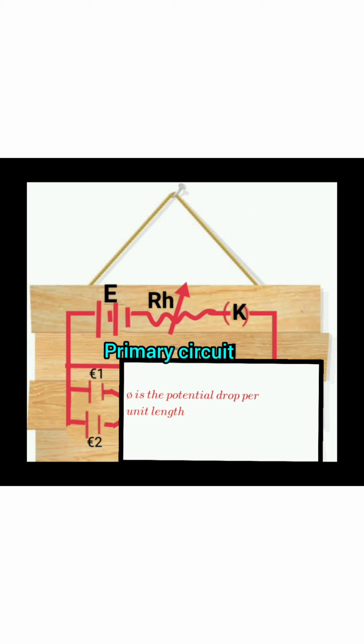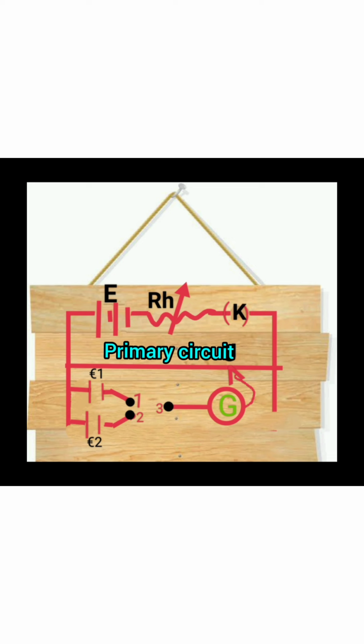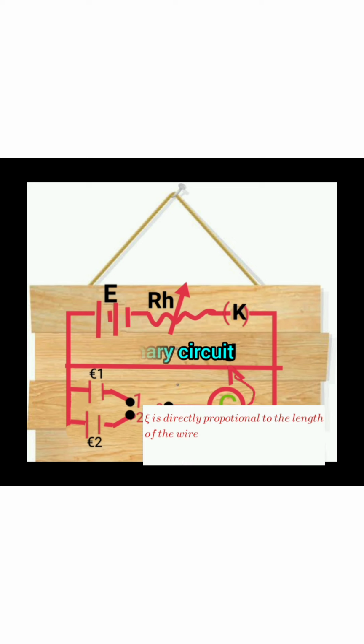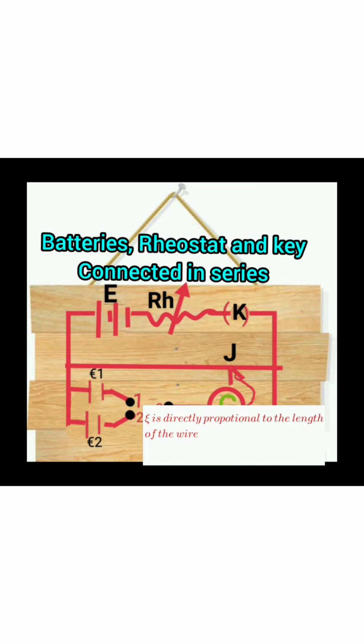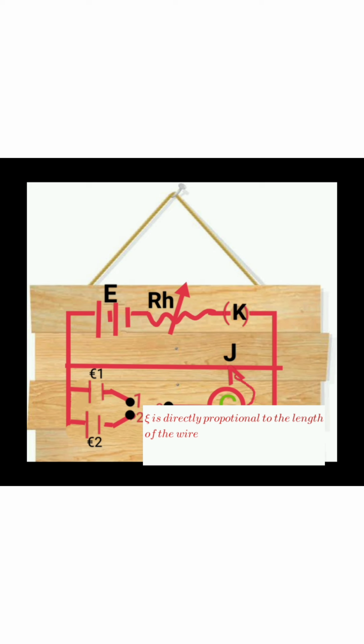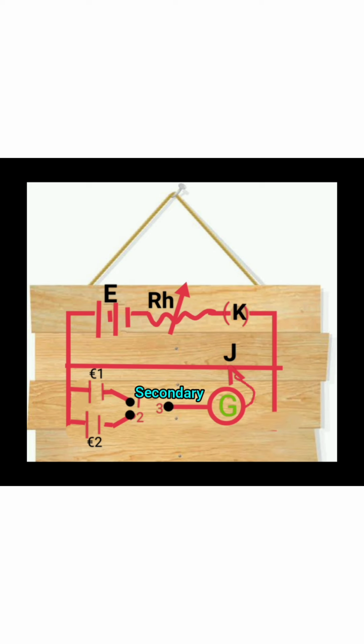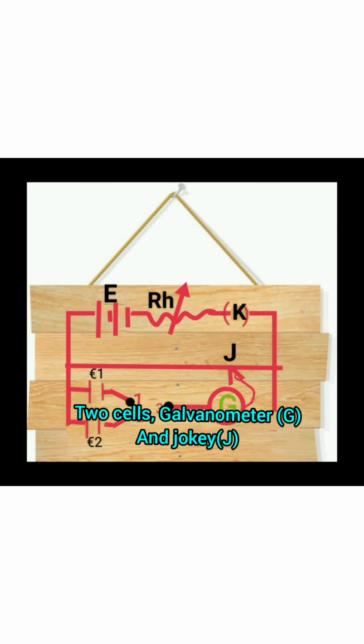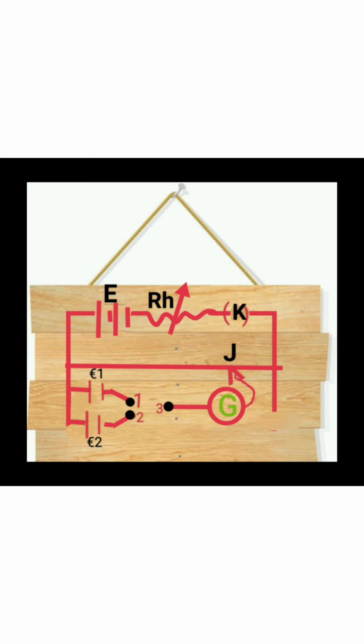So let us see what is the principle of a potentiometer. The potential difference epsilon between any two points of the wire is directly proportional to the length of the wire. Let epsilon be the potential difference and L is the length of the wire. Epsilon is proportional to L. Epsilon is equal to phi into L. Now let us see what is meant by phi. Phi is the potential drop per unit length of the wire.